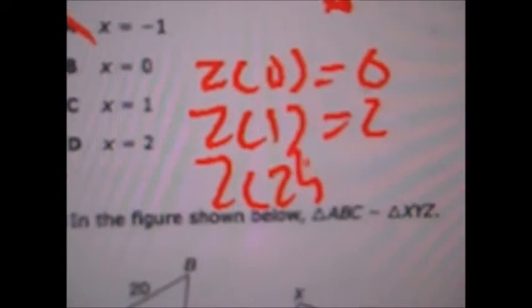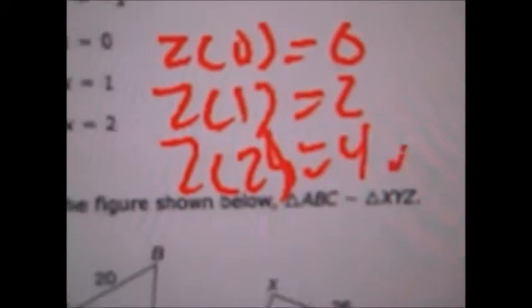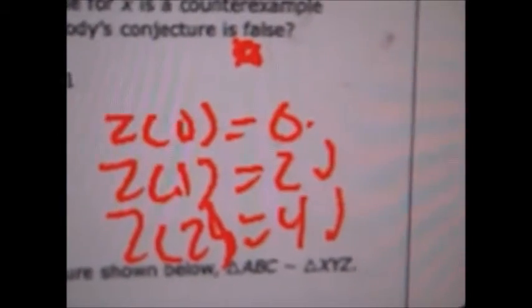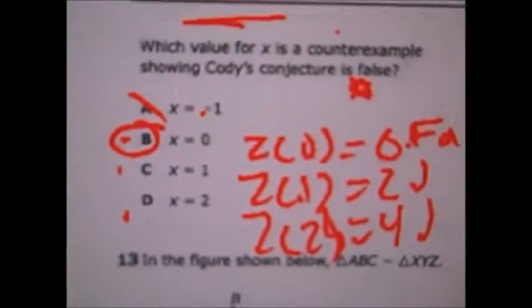So double these. 2 times 0, that's 0. 2 times 1, that's 2. 2 times 2, that's 4. And this says it should result in a greater whole number. 4 is greater than 2, 2 is greater than 1, but 0 is not greater than 0. So this one is a way to prove this conjecture false, B. And -1 is excluded because it's not a whole number. It's an integer.